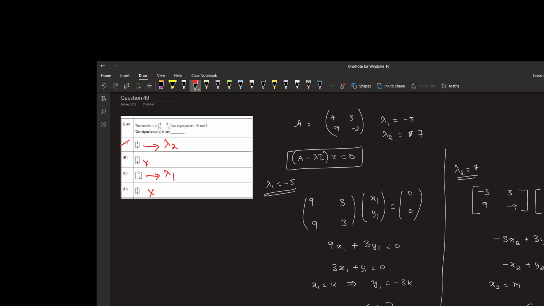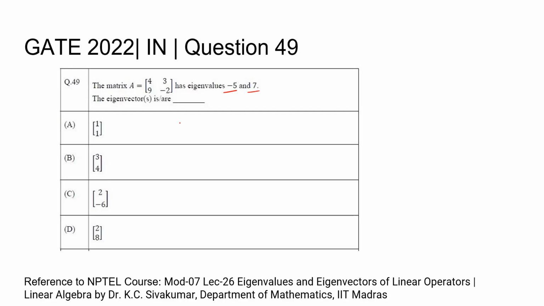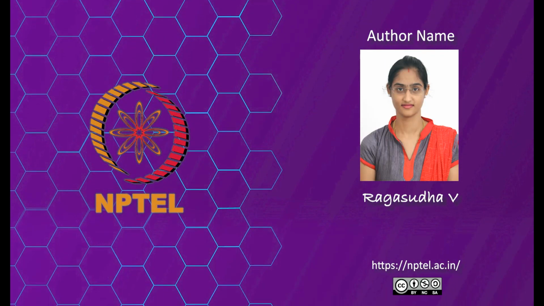So the correct answer is option A as well as option C. This is a multi-select question. The correct answer is option A and option C.